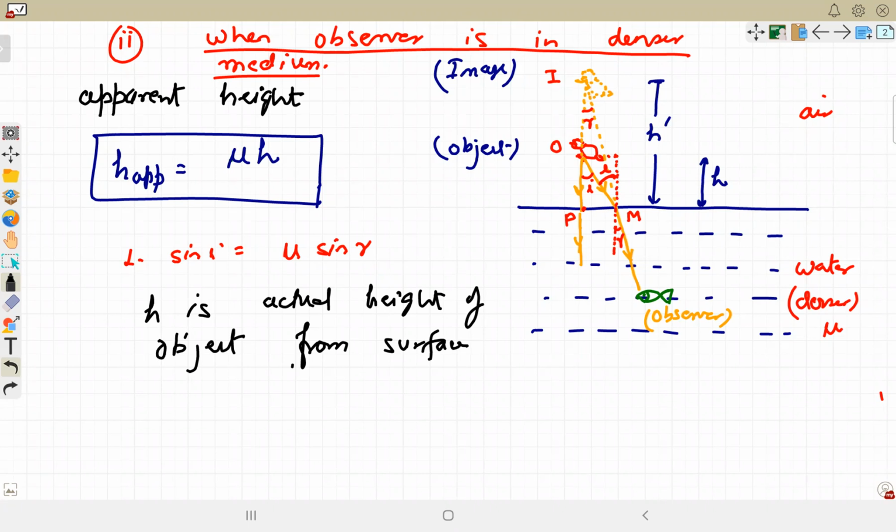In this case and the last case, you got the difference. What was in the previous case? The observer is in air and the object was in the denser medium, that is, inside the water. In this situation, the object is in the rarer medium and the observer is in the denser medium.